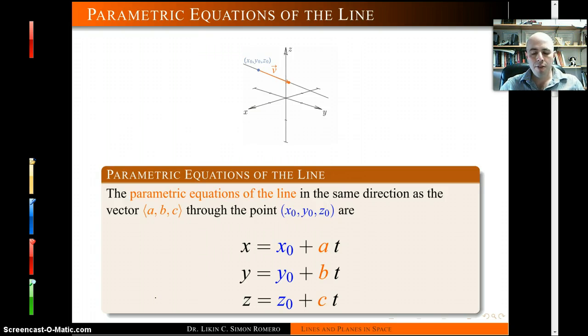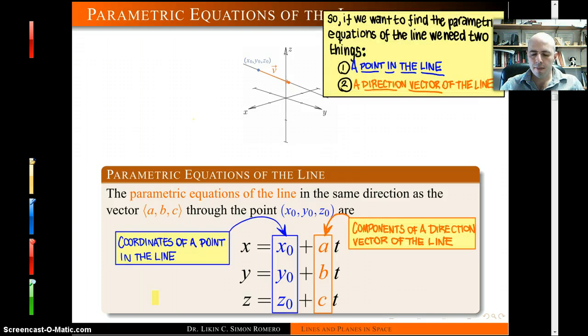Why 3 equations? Because, remember, to describe a direction we need a vector that requires 3 components. So if we want to find the parametric equations of the line, we need 2 things: a point in the line and a direction vector of the line. The point in the line goes here. This is our starting point, and then the direction vector of the line is just going to be stretched by the parameter in order to describe all the points on the line.